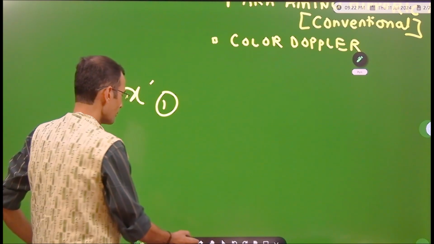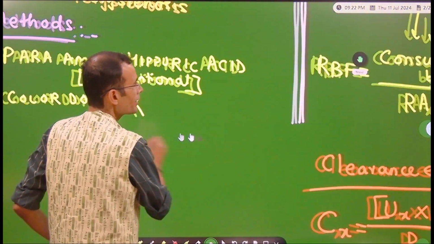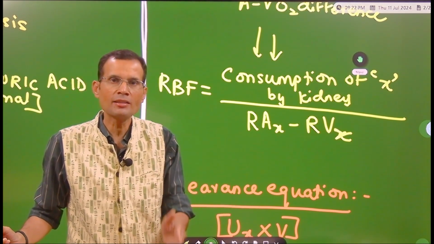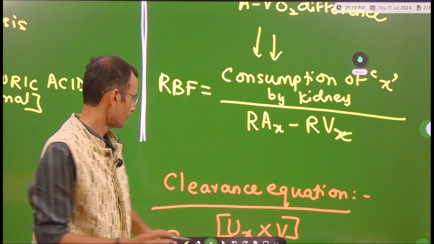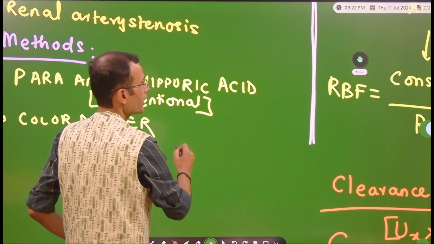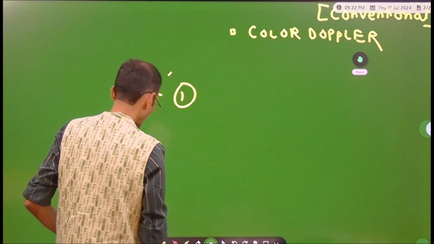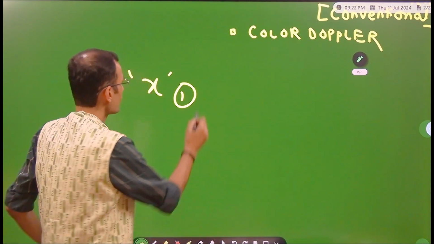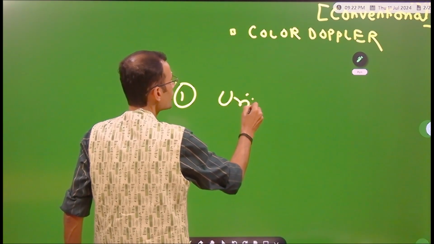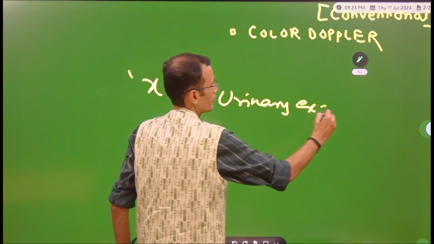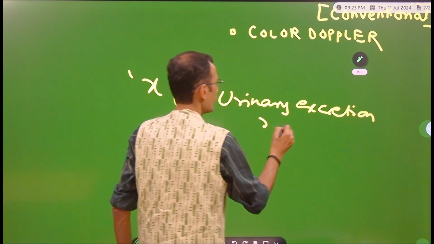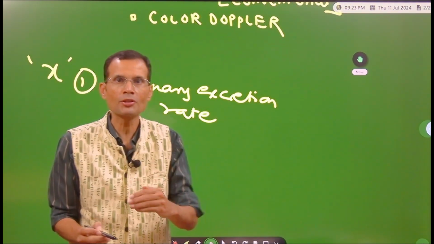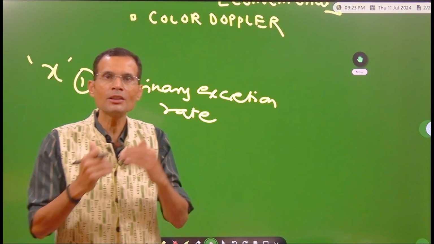In that case, consumption of X by the kidney will be same as its urinary excretion rate. So numerator in the Fick's equation, consumption of X by the kidney, will now become urinary excretion rate of that substance, because the kidney consumes X, and consumes means what?